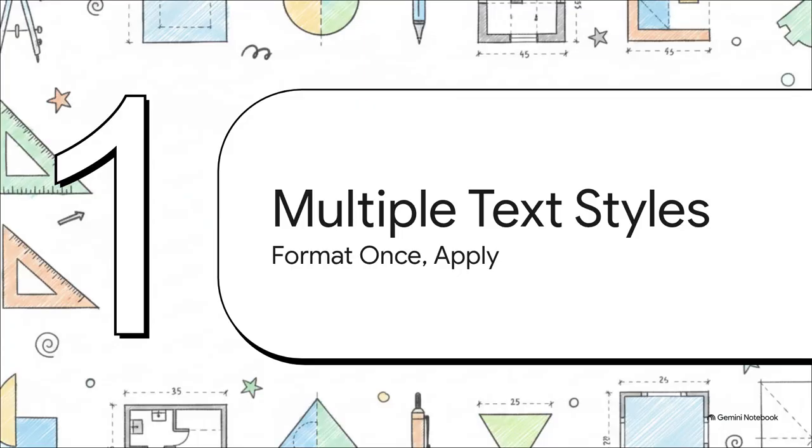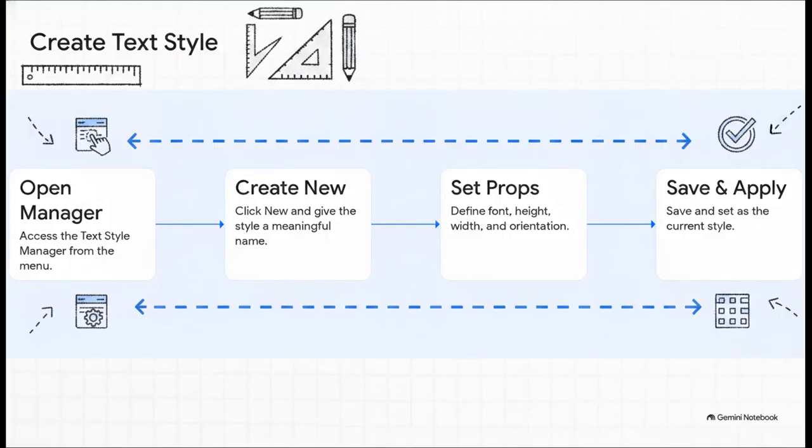Section 2. Mastering multiple text styles. The format once, apply everywhere secret. So now we're moving from just manually placing single notes to managing your entire document's typography. This is that format once, apply everywhere secret of pro drafting. Instead of formatting every single word individually every time you drop in an mtext box, you build a system. First, pop open the Text Style Manager.